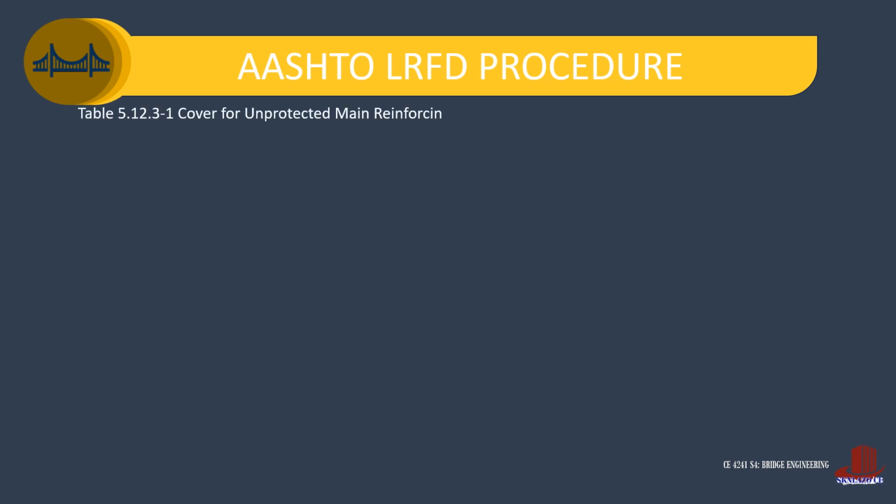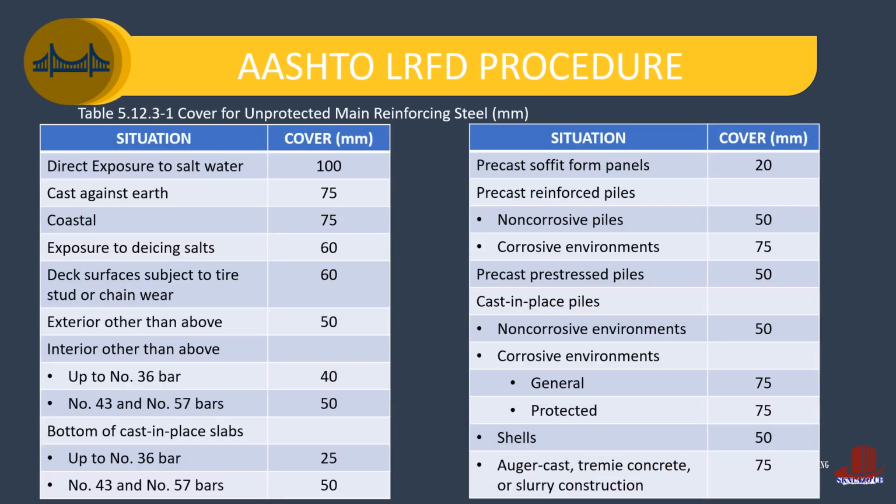In order to take the depth, we need the clear cover, and the AASHTO provided the cover for unprotected reinforcing steel in millimeters. These values are specified according to the location, like the top deck cover or the bottom or soffit cover.